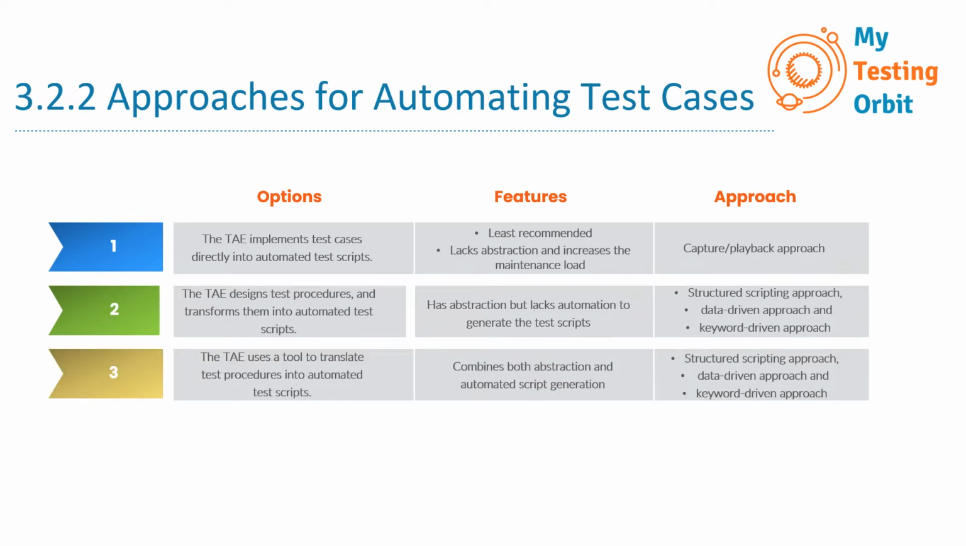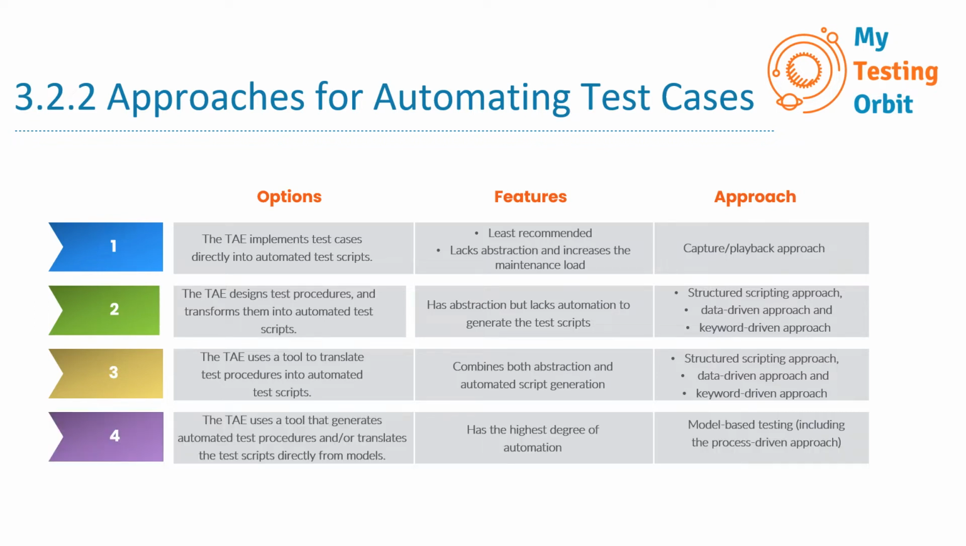Number 3, the test automation engineer uses a tool to translate test procedures into automated test scripts. In this option, it combines both abstraction and automated script generation. And again, the approaches linked to this kind of option are structured scripting, data-driven, and keyword-driven.